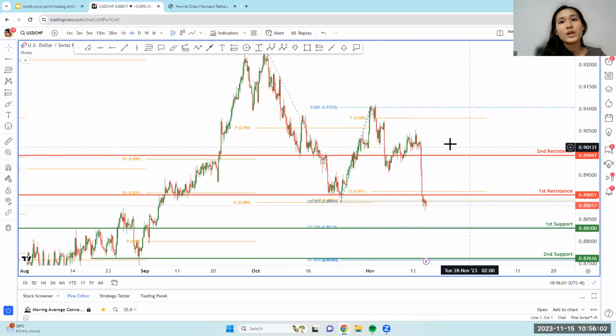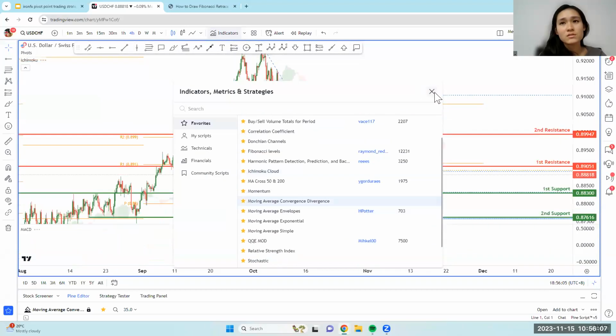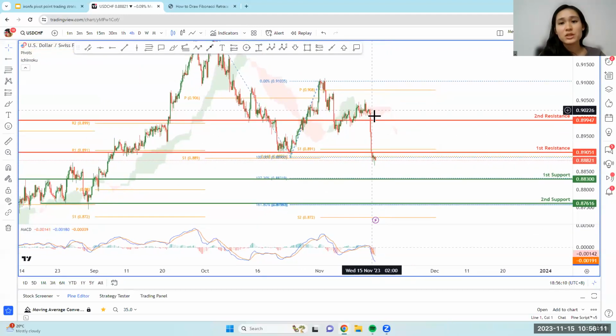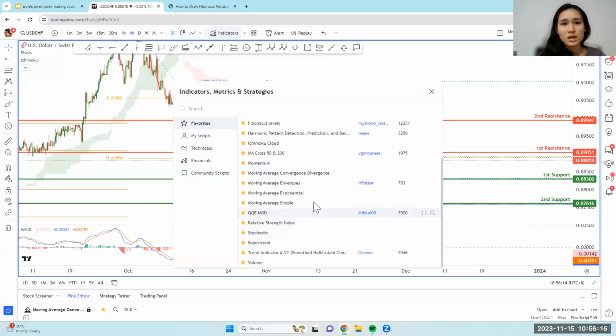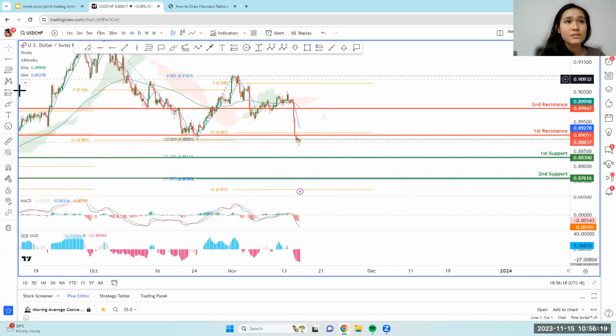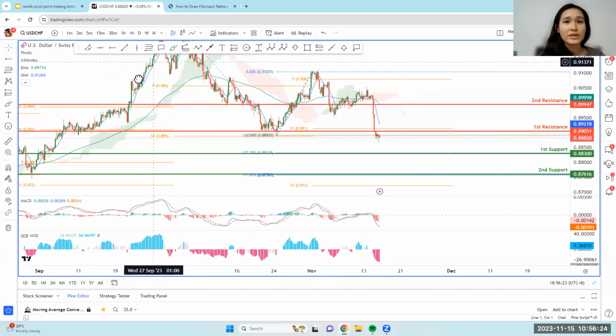Now let's go in with some indicators. So we're expecting prices to continue to drop. Price is moving below the cloud, so it's bearish. MACD is also bearish. SMA and EMA: prices are moving below both, so also bearish.